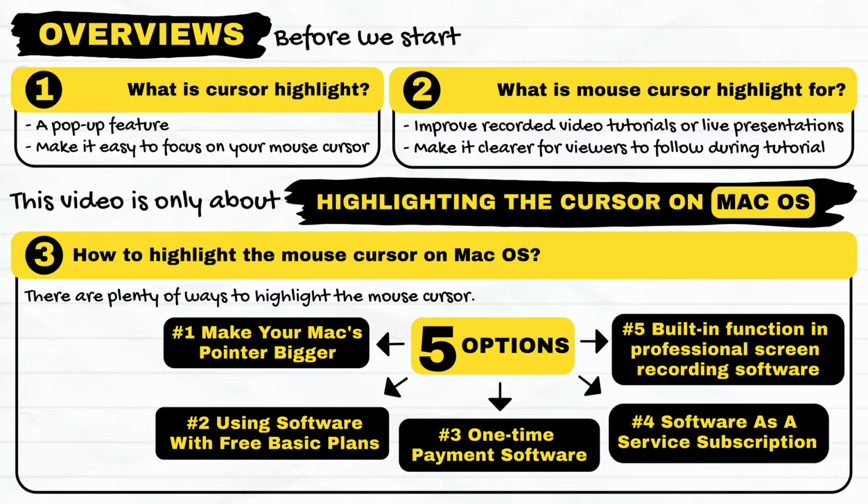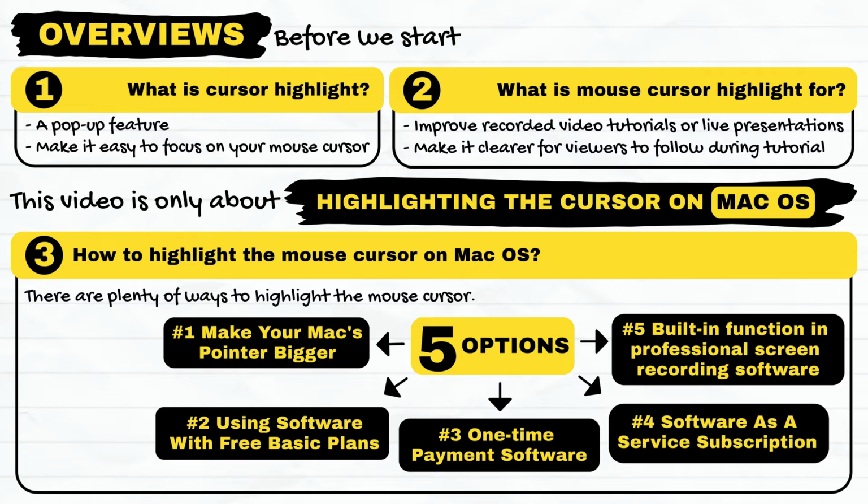Option 5. Built-in function in professional screen recording software. Some professional screen recording software advertise that they have built-in highlight cursor functions. Unfortunately, I have not had a chance to experience any of these software, so I cannot give a deeper comment. However, I still list this out to give you an idea to do further research if interested. Or if you own or subscribe to any professional screen recording software, do check it out if your software has this function built in.